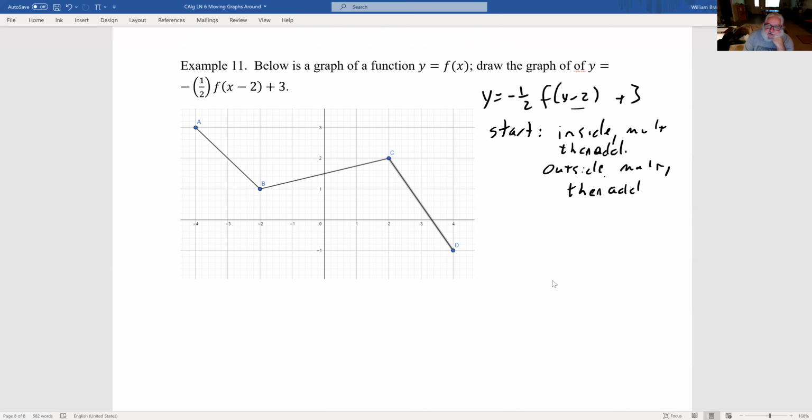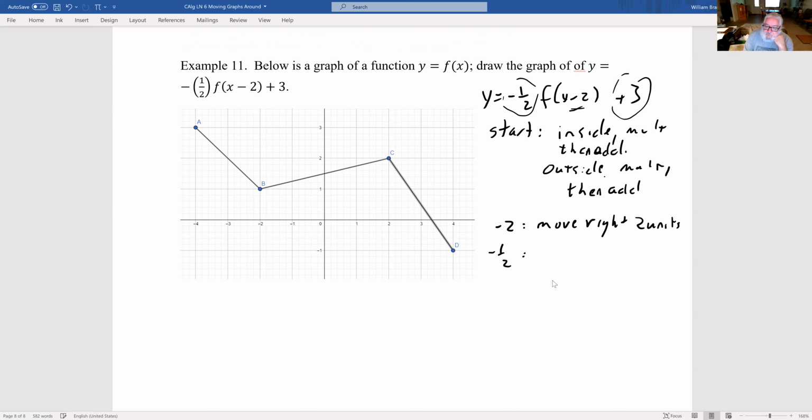So subtract by 2. That means we move right 2 units. That's the first thing we do. That's the only thing that's happening inside. Outside, we've got a multiplication here and then an addition.